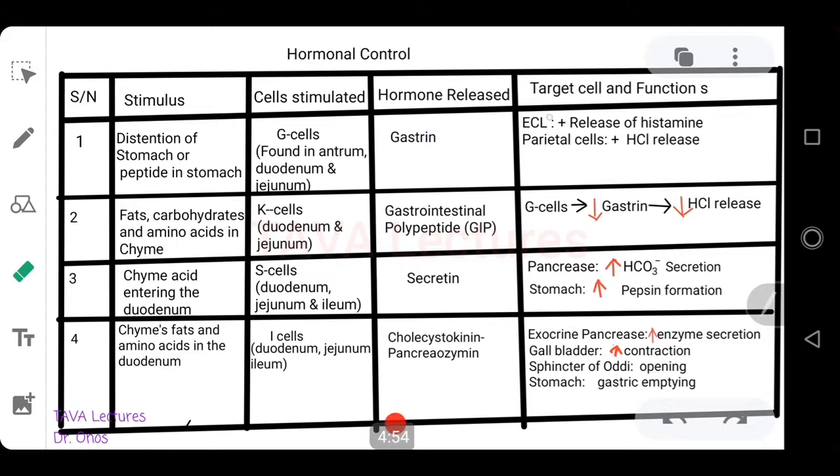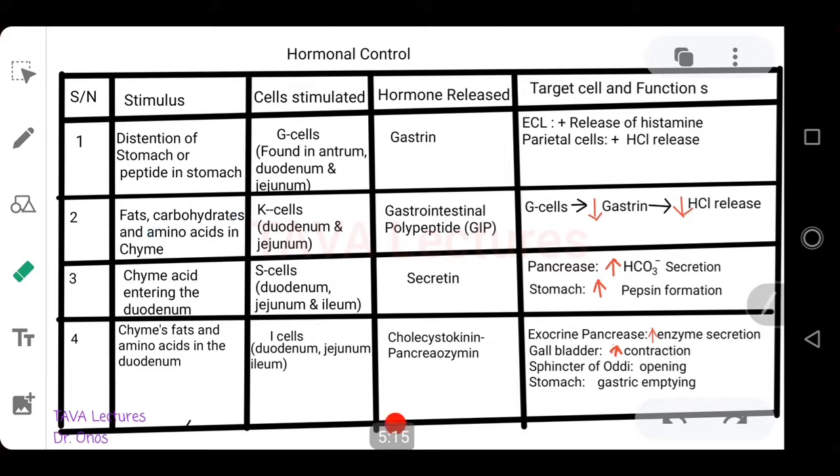Gastrin then goes to enterochromaffin-like cells, that's ECL cells, to stimulate, this plus sign stands for stimulate, the release of histamine. And they also go to the parietal cell to stimulate HCl release from the parietal cell, that's the proton pump. The mechanism of action we'll discuss in detail in acid peptic diseases.